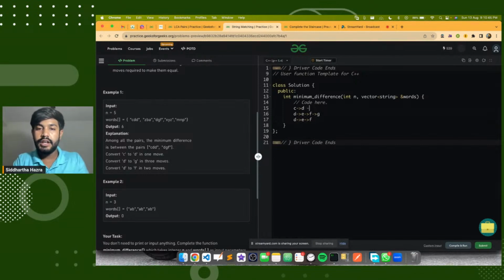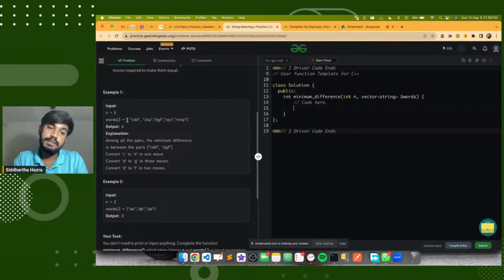So here the contribution was just one conversion. Here the contribution was 3. Here the contribution was 2. So 3 plus 2, 5. 5 plus 1 is equal to 6. The minimum number of operations required is 6. And if you consider any other two strings, it would be this.